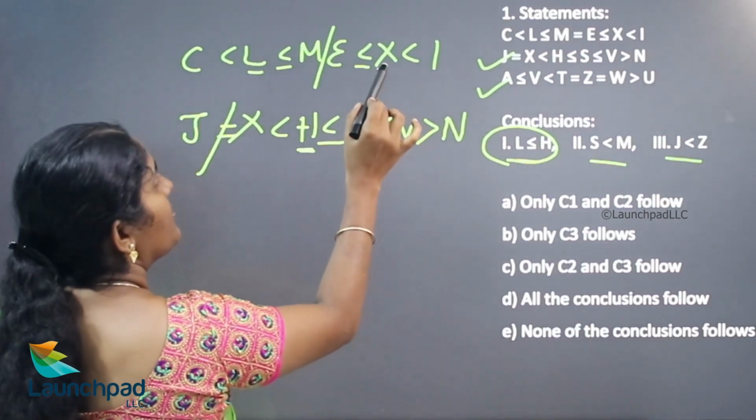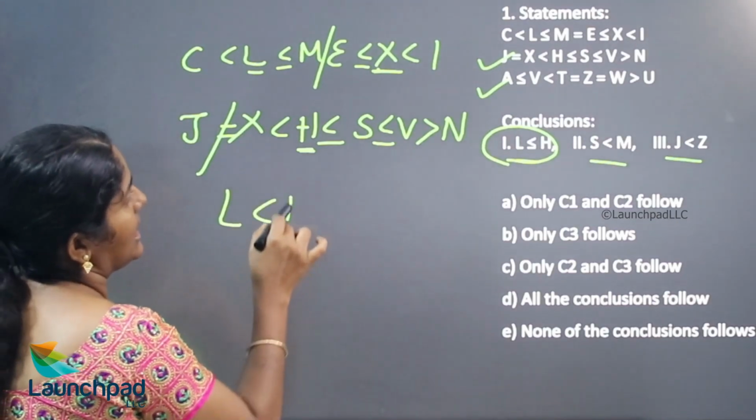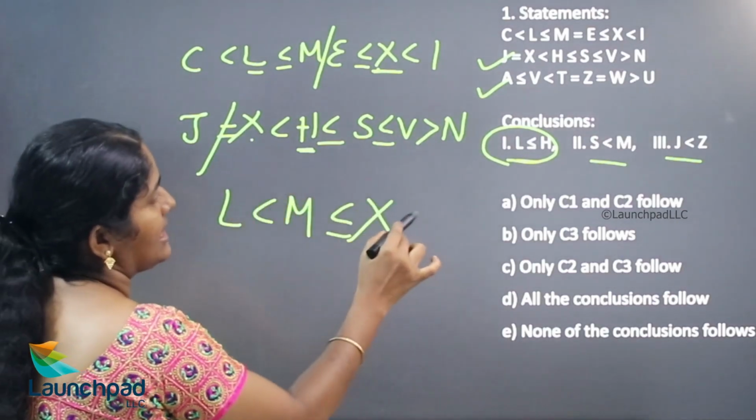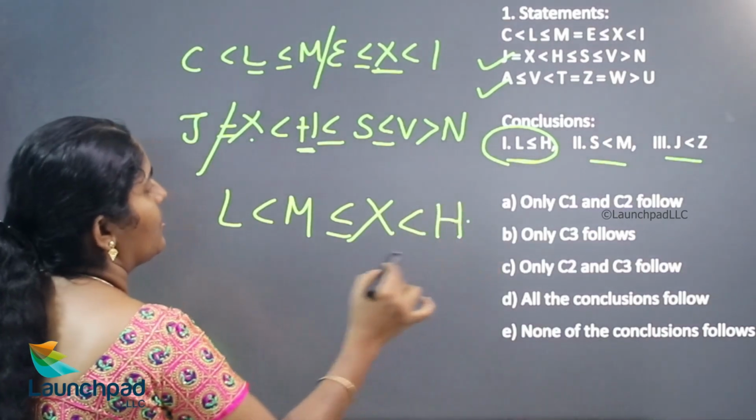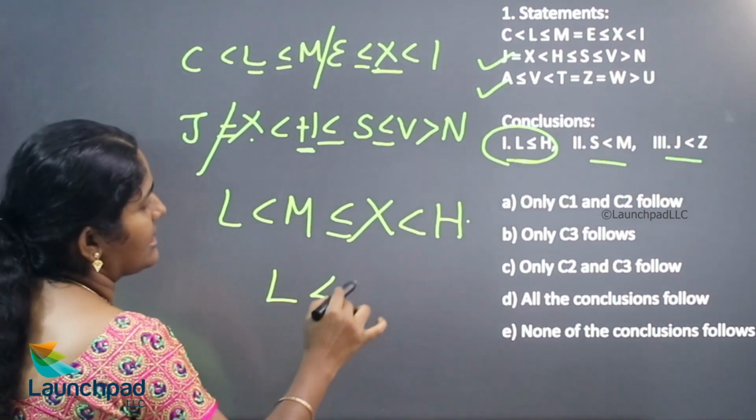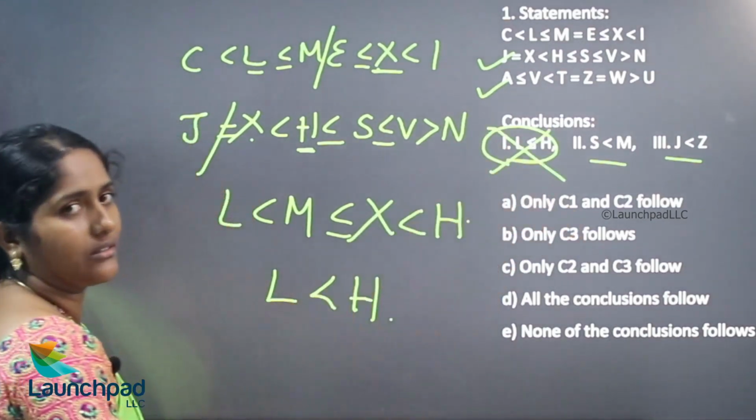So here, L and H, by means of a common term. Which is the common term here? X is the common term. So L is less than or equal to M is less than or equal to X, X is less than H. So I can take, here L is less than H. So hence the first conclusion is wrong.